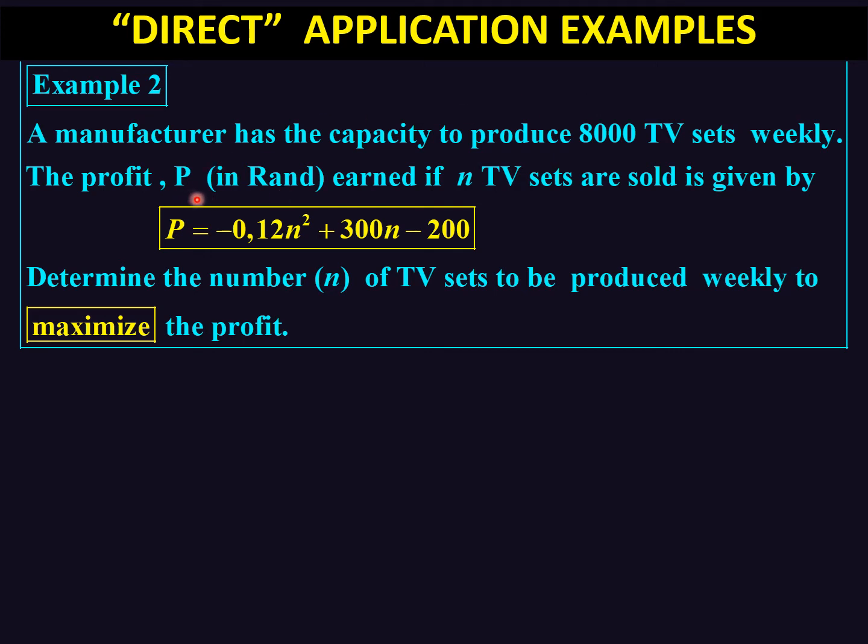The profit P in rand earned if a number N TV sets are sold is given by that. This here again is our objective function. N is the number and P is in terms of the unit of South African currency, rand. Determine the number of TV sets produced weekly to maximize the profit. What needs to be optimized? The profit, right? And how do we go about that again?